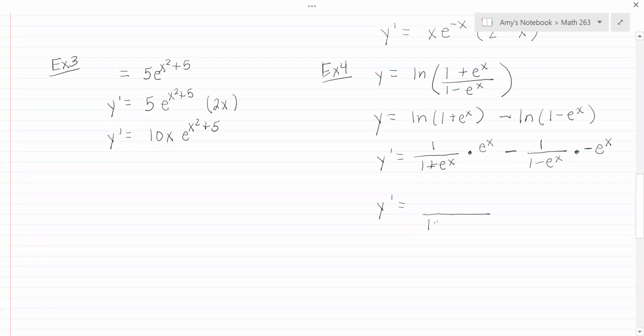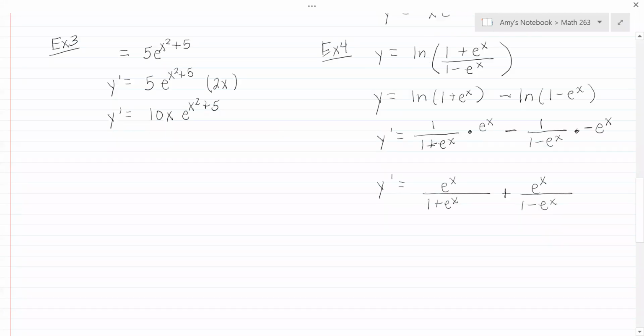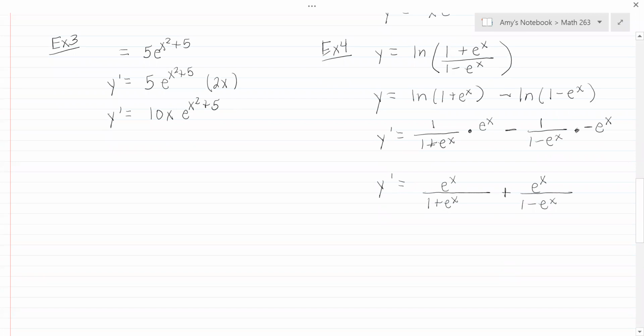So your denominator here is 1 plus e to the x, and in the top, minus 1 minus e to the x, and a negative, I think you can agree, makes a positive, and that would be e to the x in the top. You cannot combine these two because the denominators are not the same. I would leave them here, and I would not reduce any further.